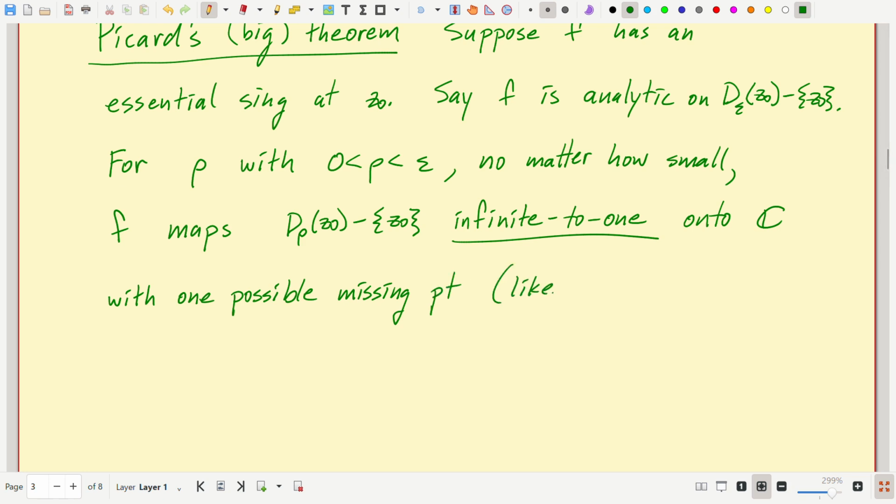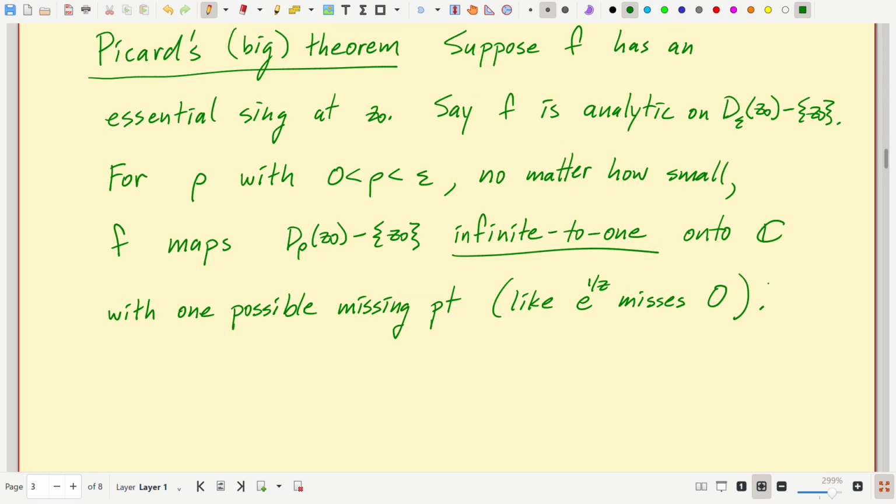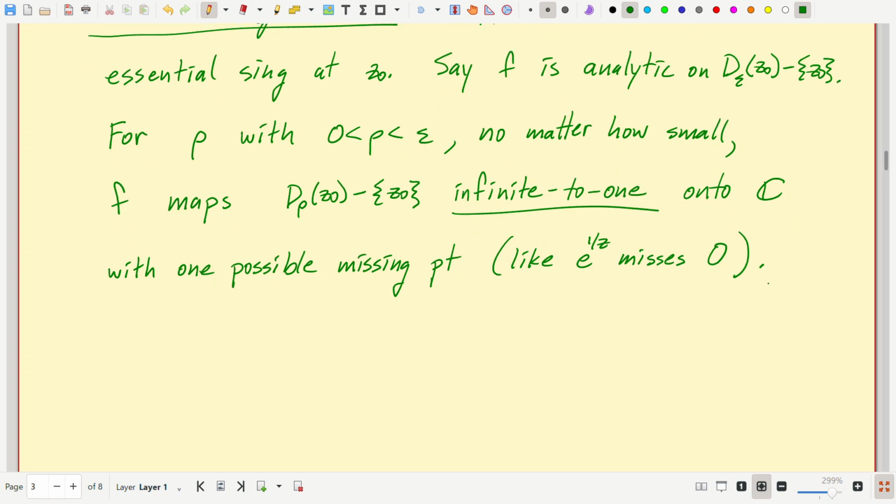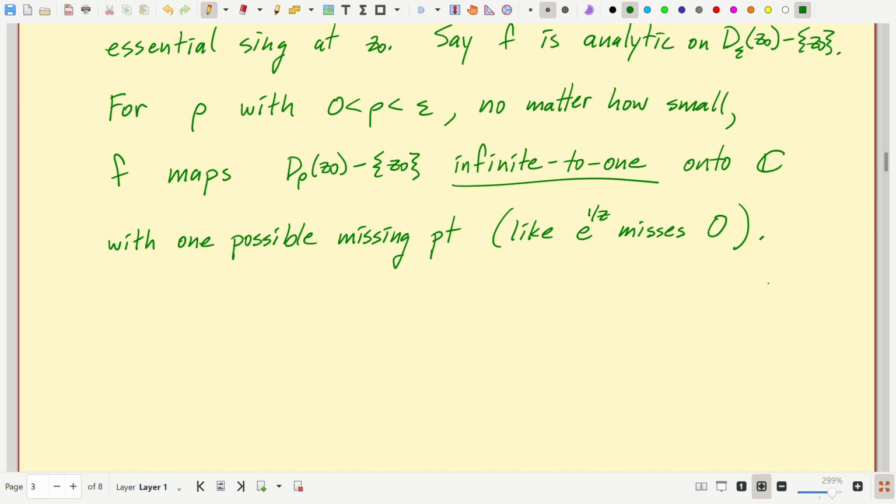And you think, like e to the 1 over z misses 0. It hits everything else infinitely many times. Misses 0. Some things don't miss anything. But e to the 1 over z shows you that it might miss something. So that's Picard's big theorem. And it characterizes the behavior at an essential singularity.